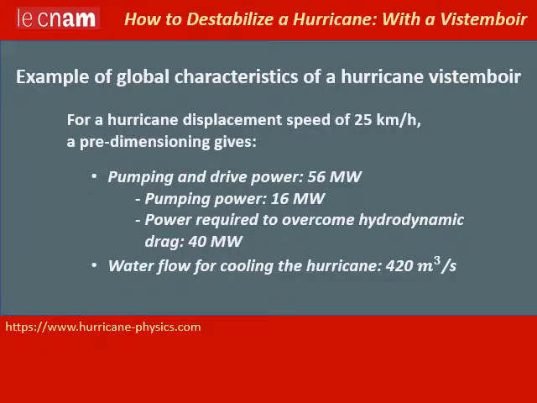Here is an example of the overall characteristics of a hurricane Vistemboir. Diagramming it results in the following power distribution. Pump and engine power, 56 megawatts. Pump power, 16 megawatts. Power required to overcome hydrodynamic drag, 40 megawatts. Following a hurricane requires a lot of energy. It takes 40 megawatts of the 56 megawatts produced to overcome drag.